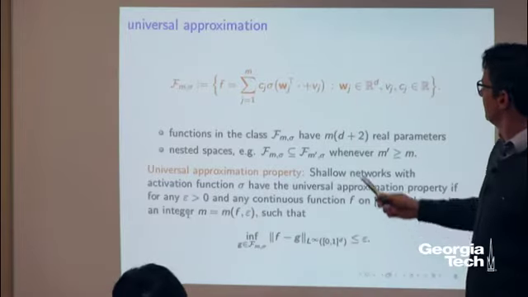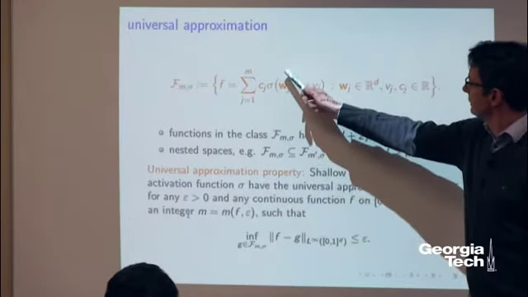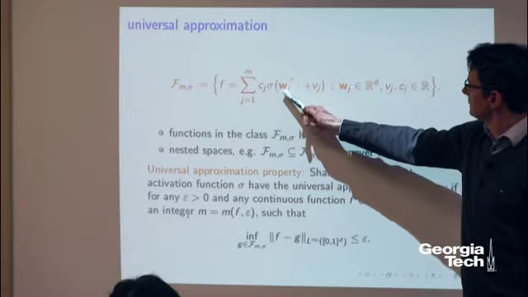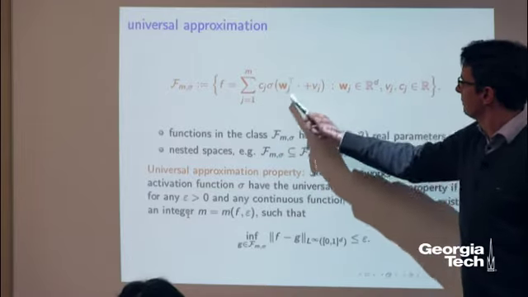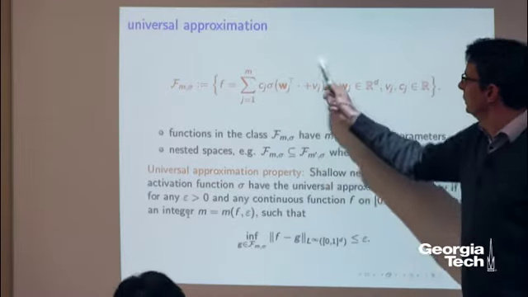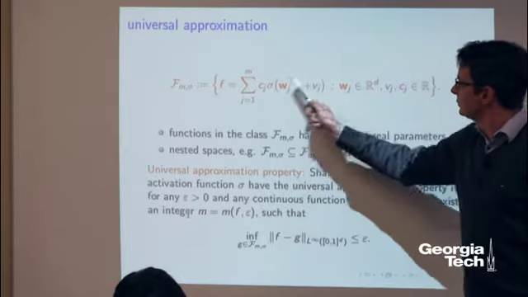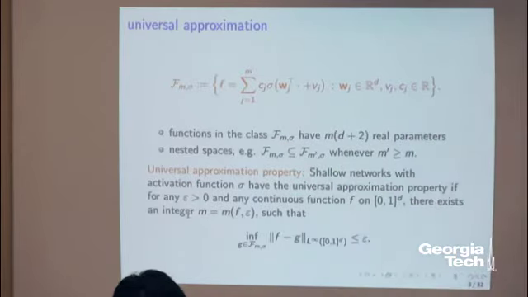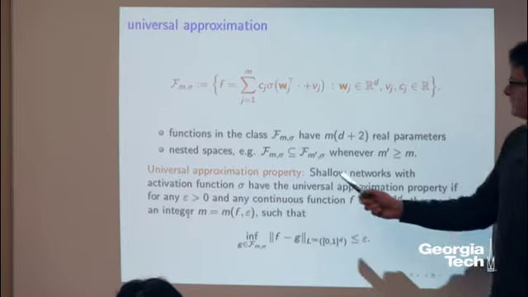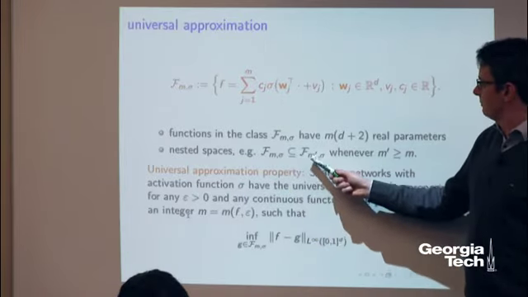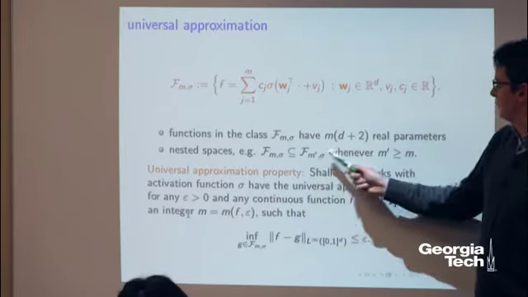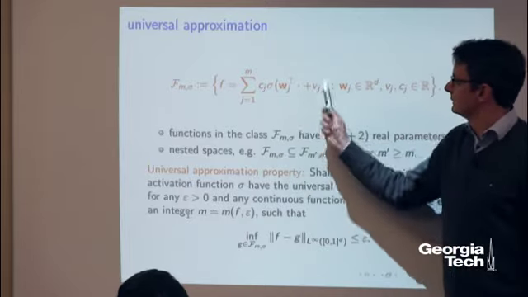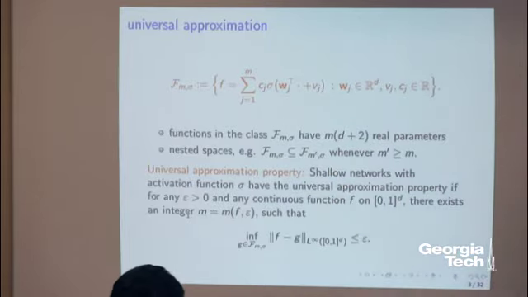In total, those are d-dimensional vectors, and then we have real numbers here. So in total we have d plus 2 parameters in each of these terms, and then m times d plus 2 real parameters that we can choose. Moreover, you can see that these function spaces are nested. If I make m larger, to m prime, say, then we get additional terms here, and that just increases the function space.